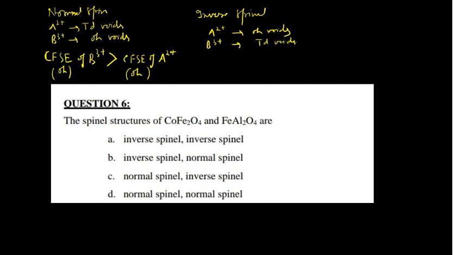If you calculate the CFSE, definitely the CFSE of a bi-positive ion in an octahedral field would be greater than the CFSE of tri-positive ions, both in octahedral fields. These are things you should remember.